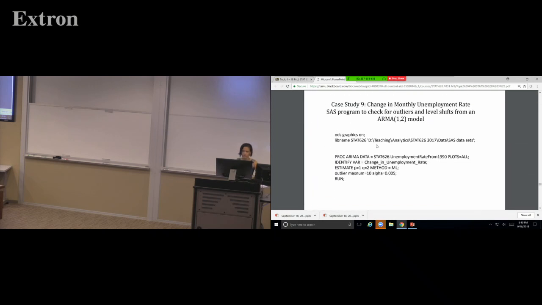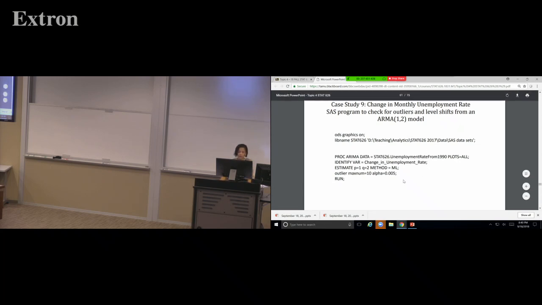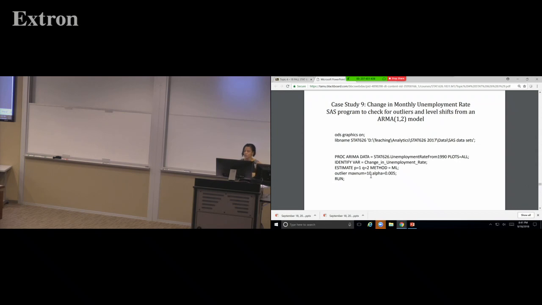Okay, alrighty. So what are we doing here? We're doing an analysis of the ARMA 1,2 model on the unemployment rate data. So we're applying it, and we're going to check for outliers. We're going to look for a maximum of 10 of them with an alpha of 0.005.